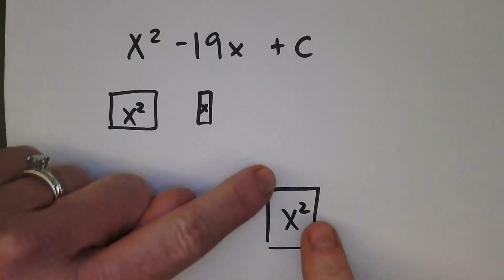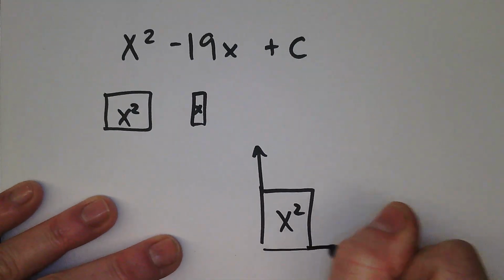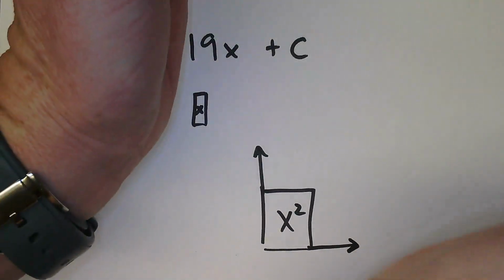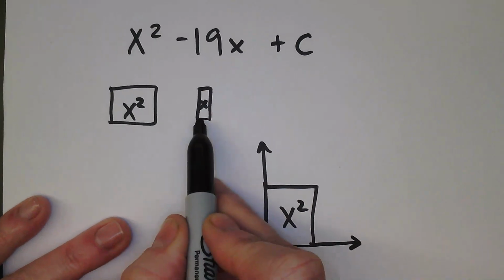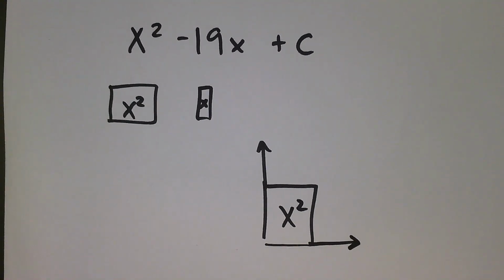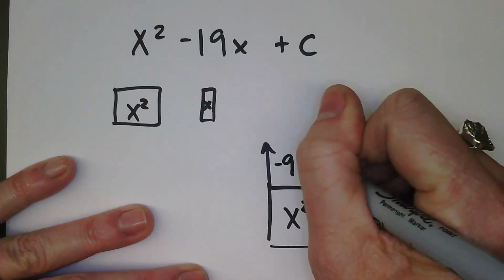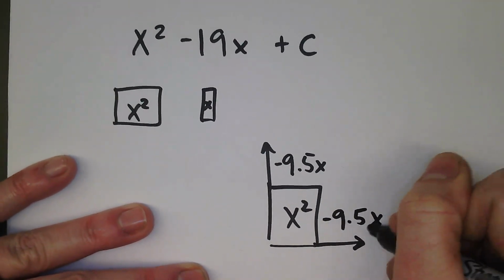And then we would take our 19 blocks and we would split them in half. We would put half going this way and half going this way. The reason that we want to do half and half is we are trying to build a square, so my lengths need to be the same going horizontally and vertically. So I could stack up half of my 19, and that's going to be my 9.5 going this way. I'm just going to write that as a minus 9.5x, right? And I'm going to put the other half here, minus 9.5x.